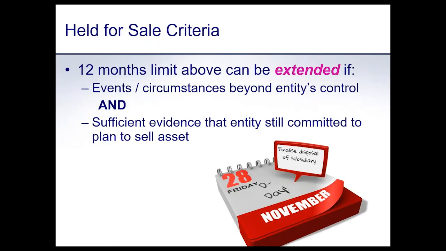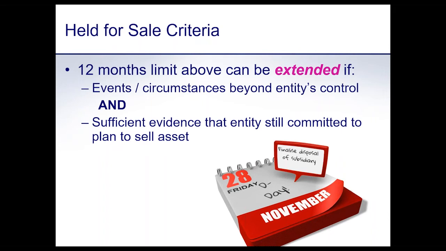We'll start off with the 12-month limit. The 12-month limit can be extended if events and circumstances beyond our control cause a delay in the process. But the only way that this extension can occur is if there's sufficient evidence that the entity is still committed, still plans on selling this asset. I've had clients in the past where they've classified non-current assets as held for sale, and 2 years, 3 years down the track, those same assets are still sitting on their books.